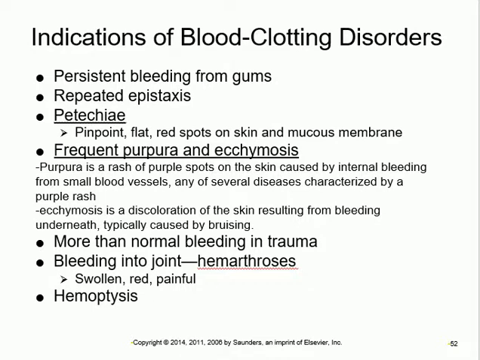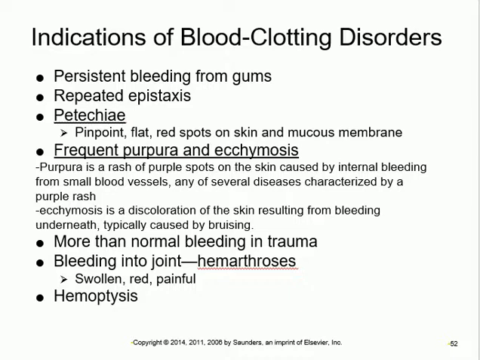Now, blood clotting disorders. What are blood clotting disorders? You have a problem with blood clots. Your blood clotting system is not efficient enough. You have a problem, either with the platelets or the clotting factors that we talked about before.